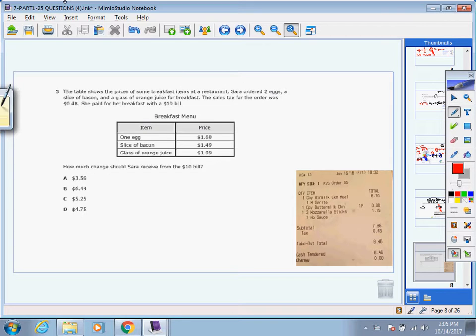The table shows the prices of some breakfast items at the restaurant. Sarah ordered 2 eggs, a slice of bacon, and a glass of orange juice for breakfast. The sales tax for the order was 0.48, and she paid for her breakfast with a $10 bill. How much change should Sarah receive from the $10 bill?